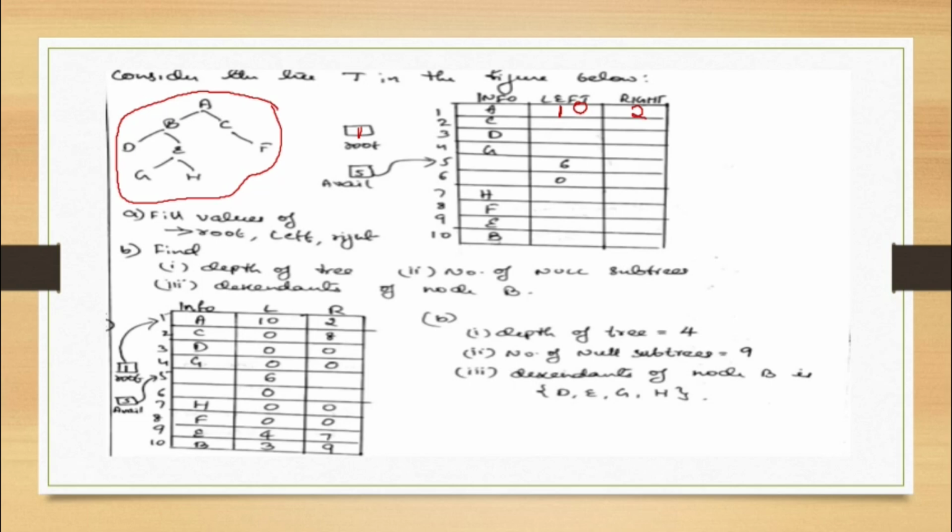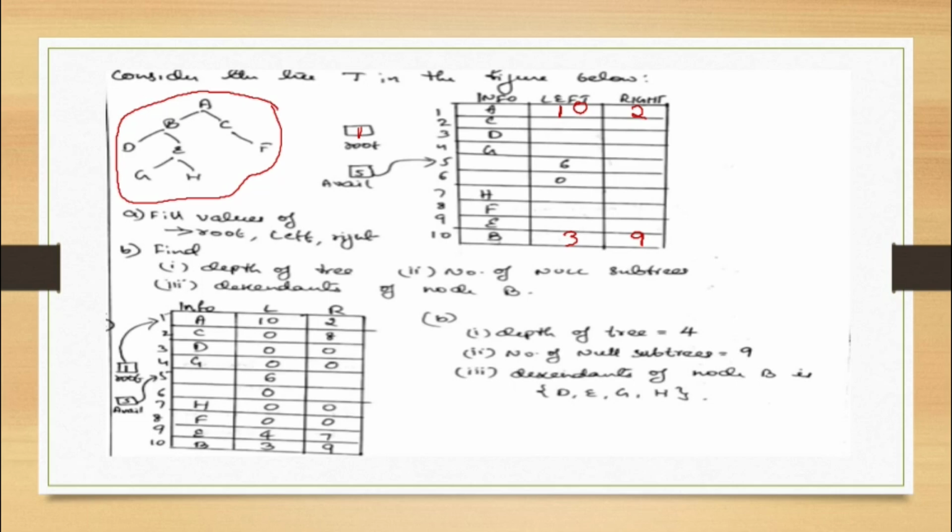Next, we go to B. B has D and E as the left and right child. Where is D stored? D is stored in 3, left. Then where is E stored? E is stored in 9. So let us go to the left of B, that is nothing but 3, that is nothing but D.